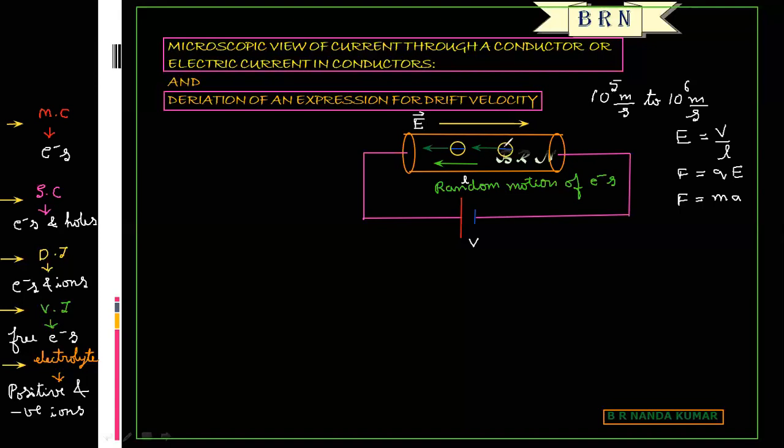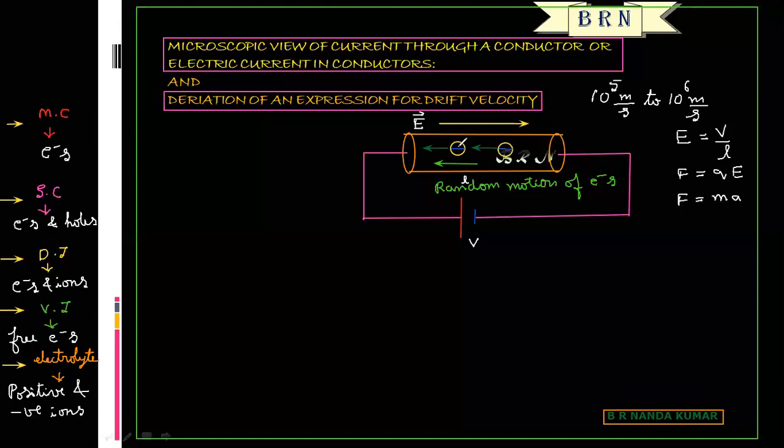Due to this acceleration, the electrons gain extra velocity, but only for a very short time, because the accelerated electrons collide with other free electrons inside the conductor. During this collision, the extra velocity gained is completely destroyed.